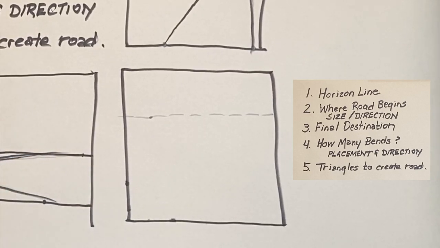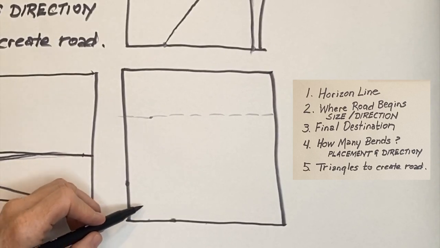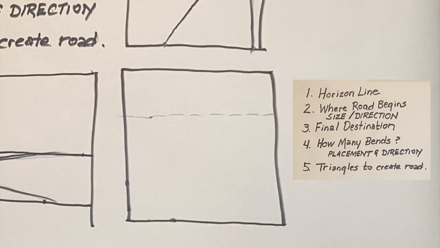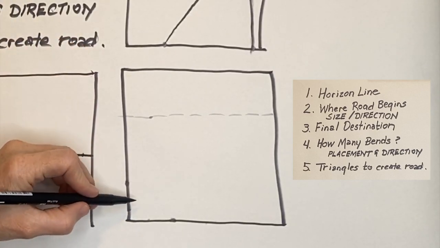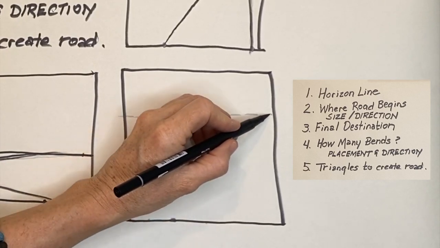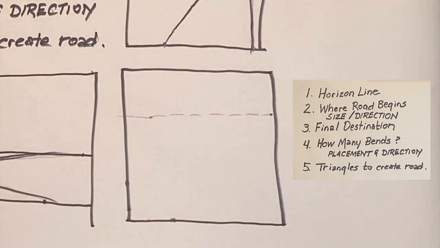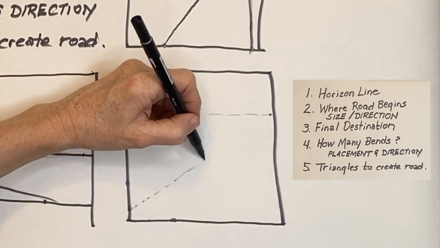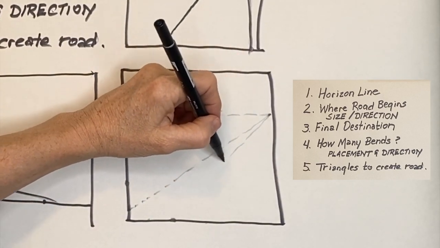I want it coming in. I've got my size right there. I've got the first initial direction of the road, and I've got my final destination, okay? Now, we'll determine how many bends in a minute, but let's first make this road sweep this way. That's the first direction of the road. So we're gonna sweep this road way over there.